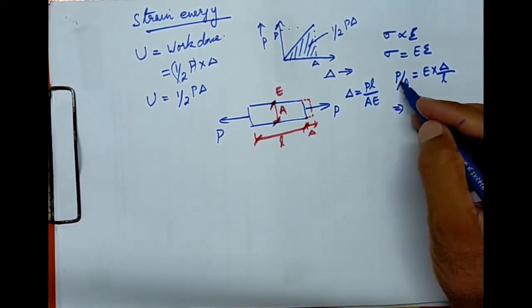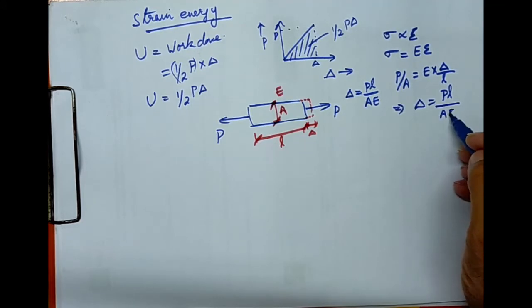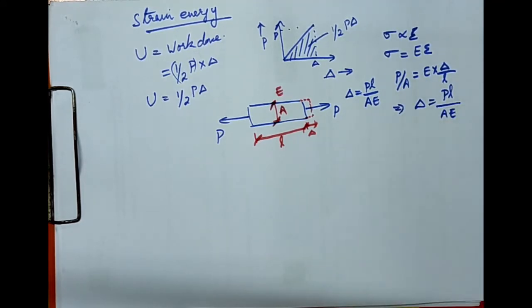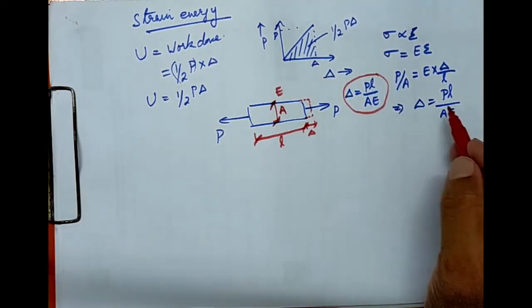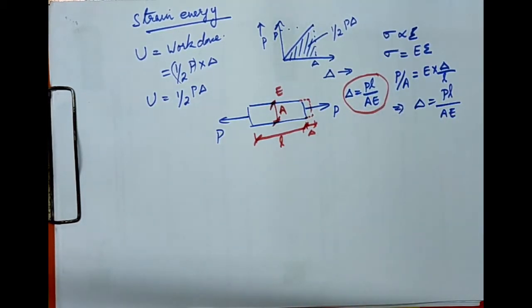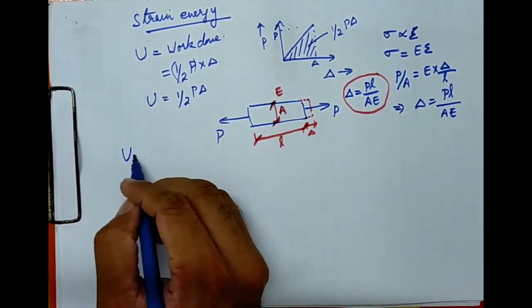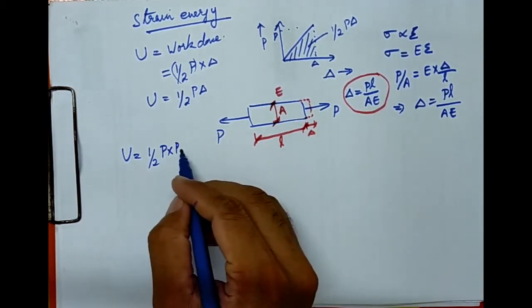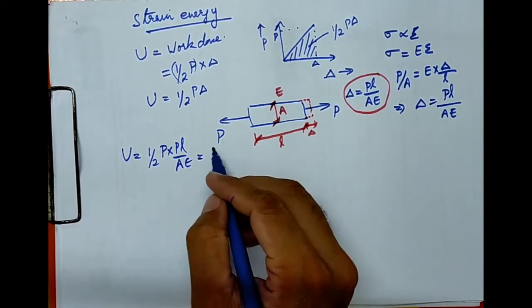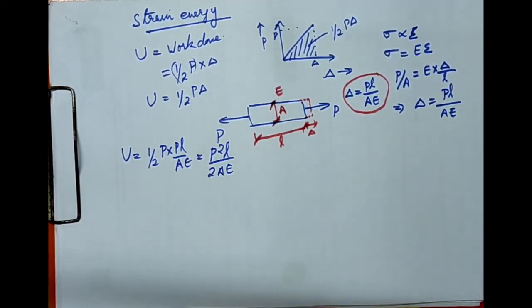Delta is equal to PL by AE: L will go to the numerator, E will go to the denominator, and what we basically get is the expression for change in length delta, which is PL by AE. Once you have this value, you can substitute it back in here. So you'll get U equal to half P into PL by AE, that is P squared L by 2AE, which we call strain energy.